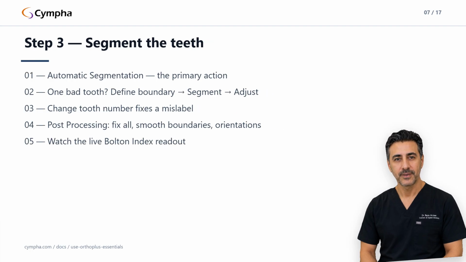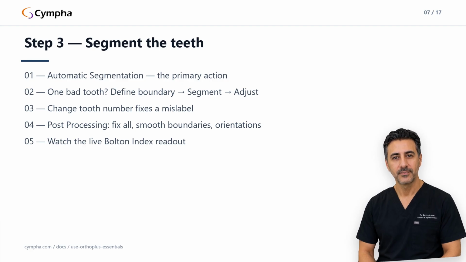The manual tooth segmentation group exists for this. Define tooth boundary. Segment tooth, then adjust tooth boundary on just that tooth. Change tooth number fixes a mislabel. Finish with the post-processing functions. Fix all for the jaw, smooth all boundary, optimize tooth orientations, fix interproximal areas, smooth current tooth boundary, one pass to clean boundaries across the jaw.